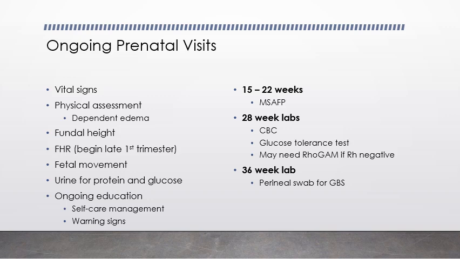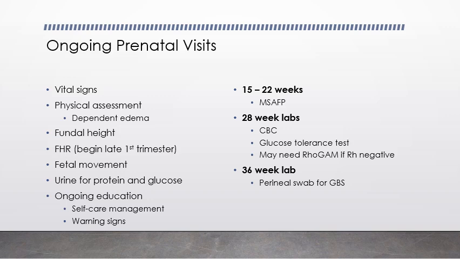On the right-hand side of the slide are some milestones. That top one, somewhere between 15 and 22 weeks, usually around 20 weeks, the provider will ask whether the woman wants to have a maternal serum alpha-fetoprotein, MSAFP. Now, this screens for neural tube defects, but women don't have to consent for that. They can decline having that done.